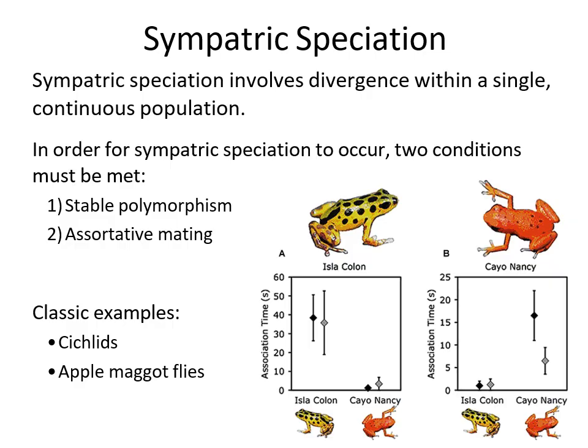The example that they give within the textbook is looking at the cichlids in Africa and how these fish populations are within the same general area, yet they're starting to have assortative mating.